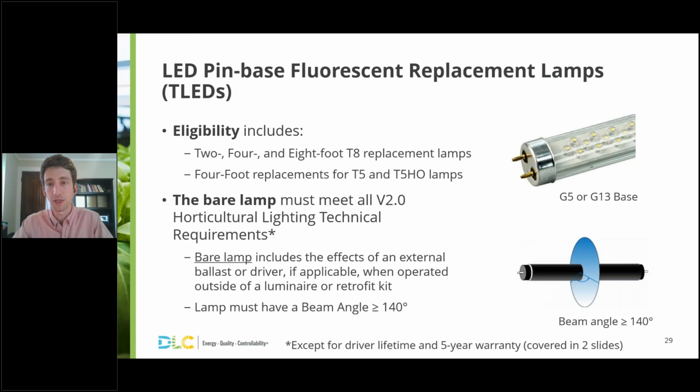For linear replacement lamps in the HORT program, the types of products allowed are listed here. For the fluorescent replacement lamps, that's the 2-foot, 4-foot, and 8-foot T8 replacement lamps, and also 4-foot T5 and T5HO replacement lamps. All those types are eligible for qualification. Any other fluorescent replacement lamps are not eligible.